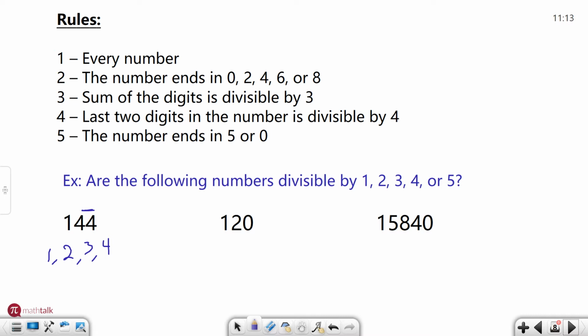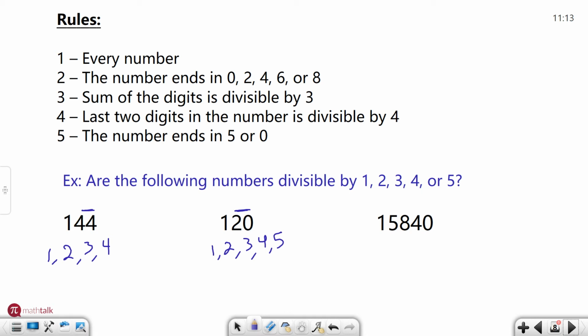All right, let's do 120. We know 1 works. 2 works because it ends in a 0. 3, if I add up 1 plus 2 plus 0, that gives me 3, which is divisible by 3, so 3 works. 4, the last two digits are 20. And 20 can be divided by 4, so that will definitely work. And then 5. The number ends in a 0, so it can be divided by 5. So all 5 numbers work for this one.